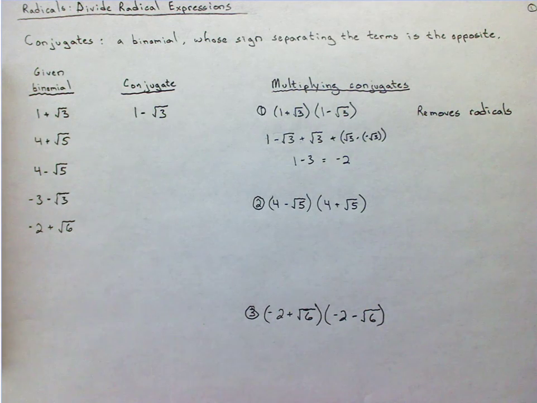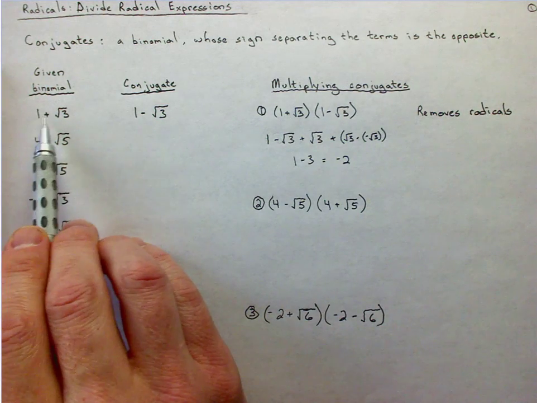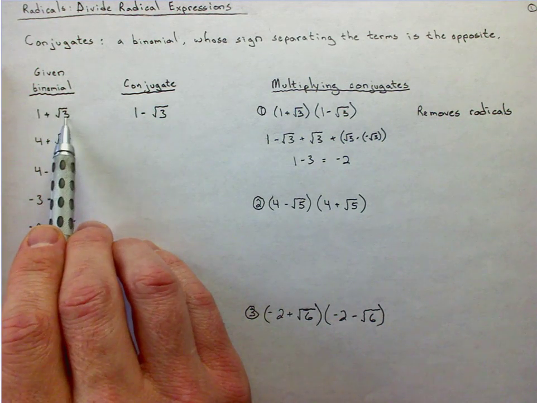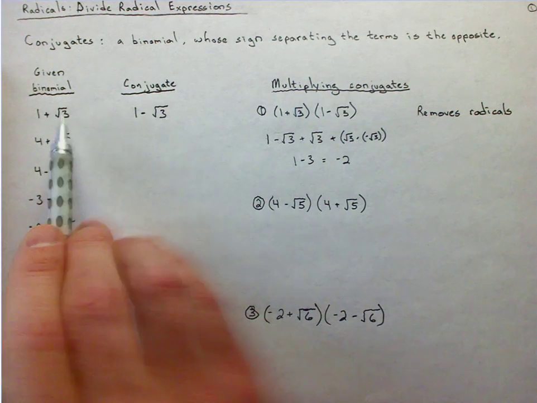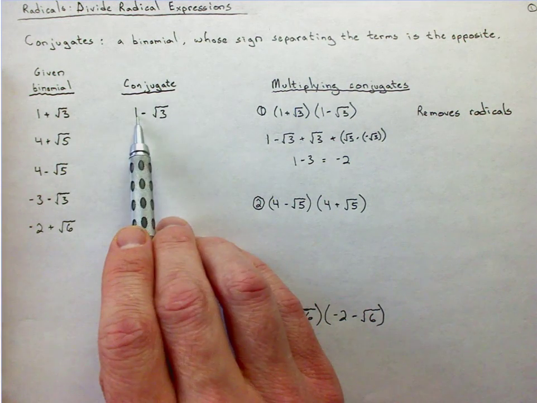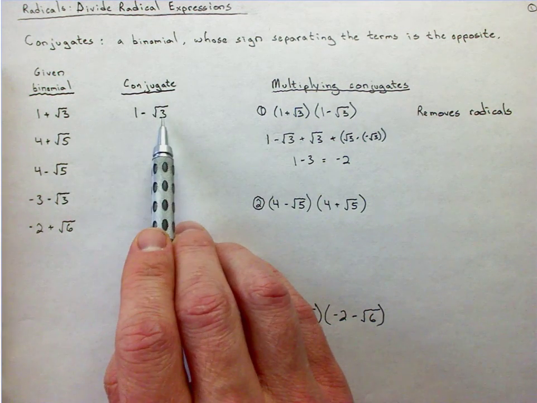Hello everyone, we're looking at dividing radicals, and today we're going to look at multiplying by the conjugate. Conjugates are a binomial whose sign separating the terms in that binomial is the opposite. So here's an example. I have 1 plus the square root of 3. The conjugate of that is 1 minus the square root of 3.